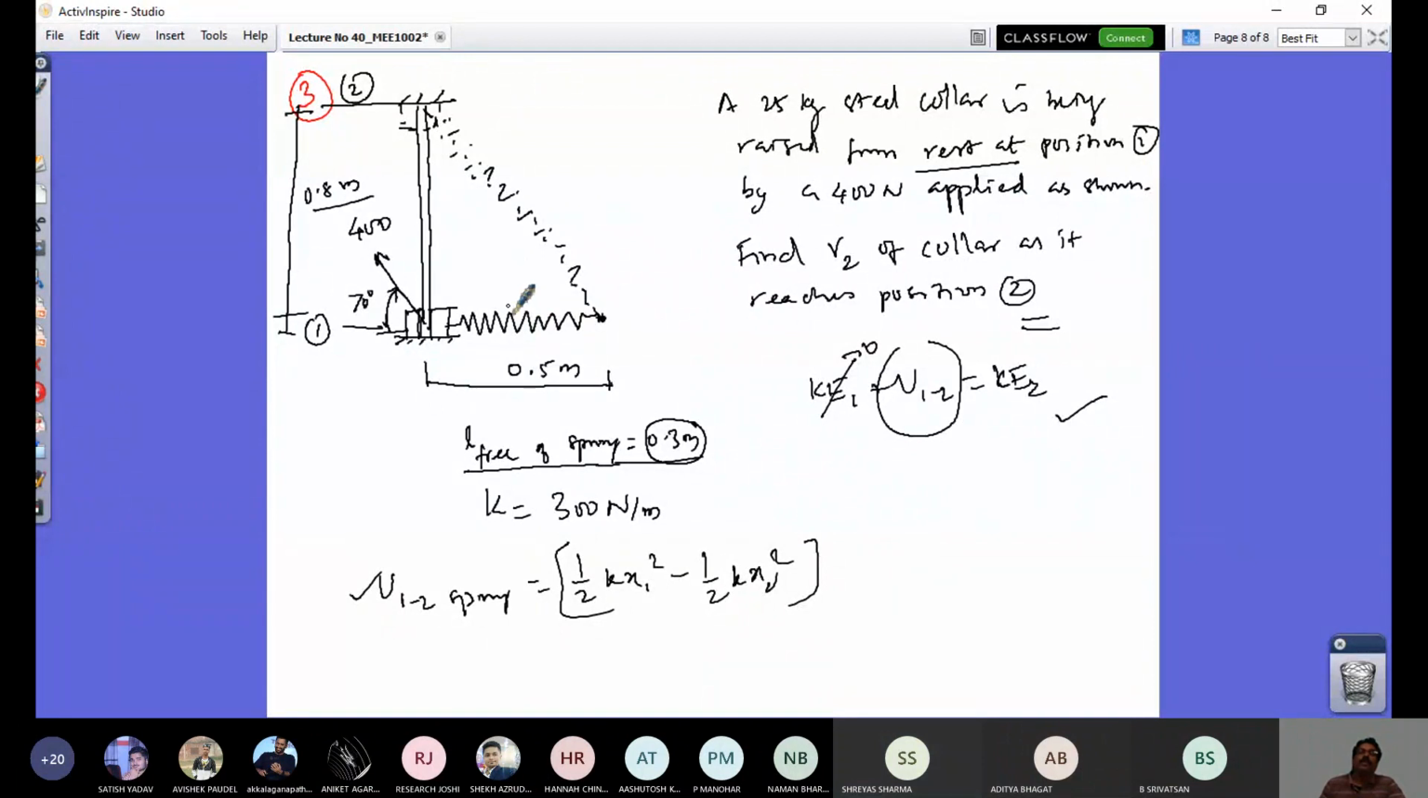So here the change in potential energy is this. And since it is a smooth surface, the work done, whatever you get, is the same as the change in potential energy in the system.